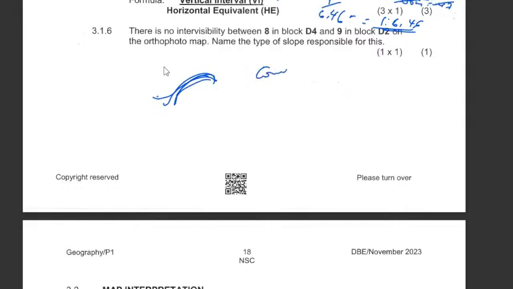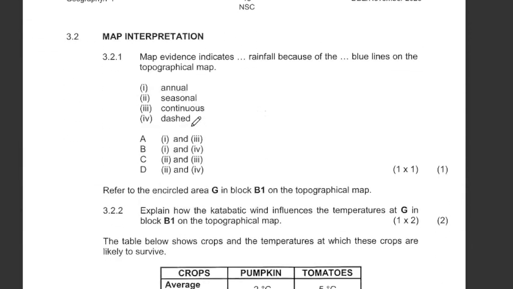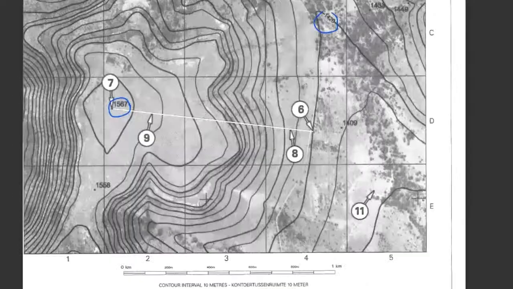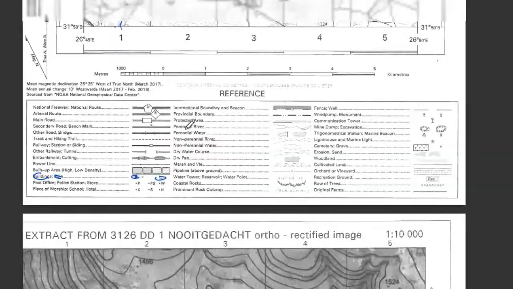Okay? Convex slope. Okay. Come to interpretation. Map evidence indicates rainfall, indicates dash rainfall because of dash blue lines on the map. So the moment you go to the map, you will find out which kind of rainfall. If the lines are broken or what. Let's go to the map.